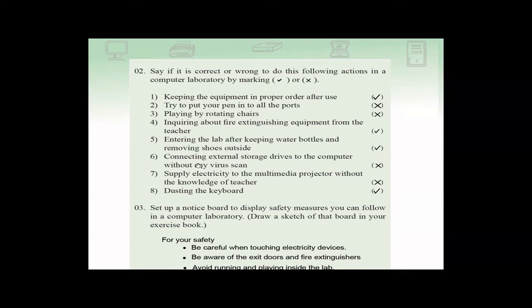Connecting external storage drives to the computer without any virus scan. No, because these are public devices and definitely you have to scan them before connecting, like an external portable disk, maybe a pen drive, maybe a CD. So please scan with a virus guard and then only connect them. So it's a wrong thing. Supply electricity to the multimedia projector without the teacher's knowledge. No, you have to always inform your teacher when you are connecting to the internet, when you are connecting other devices, right? Because these are public properties and you shouldn't use them without the knowledge of the teacher. So it's not a good thing.